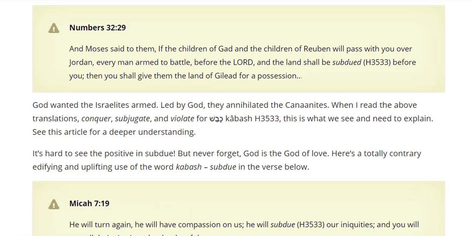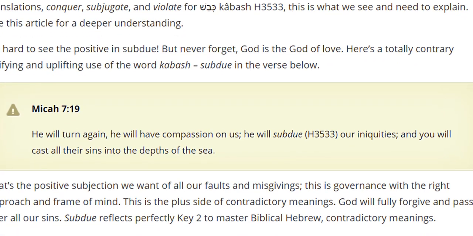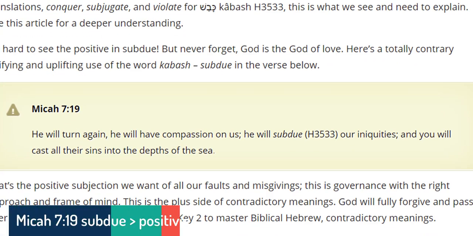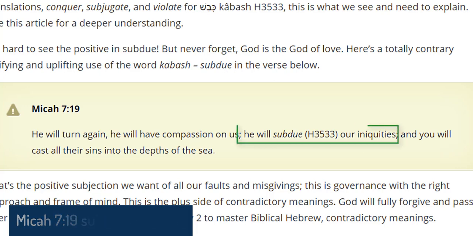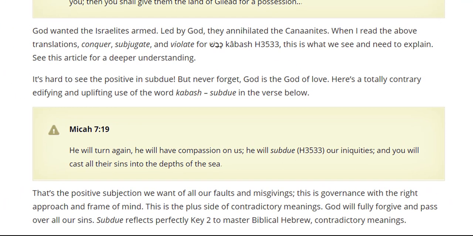Here's a totally contrary, edifying, and uplifting use of the word kabash, subdue, in this verse below. Micah 7:19. He will turn again. He will have compassion on us, for he will subdue, H3533, our iniquities. And you will cast all their sins into the depths of the sea. That's the positive subjection we want for all our faults and misgivings.